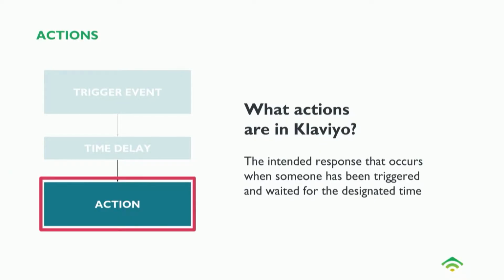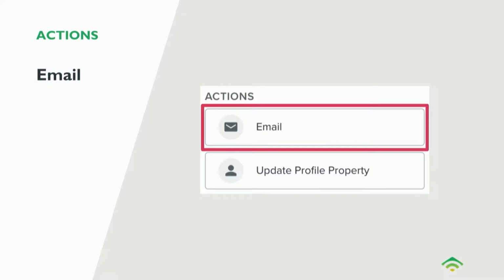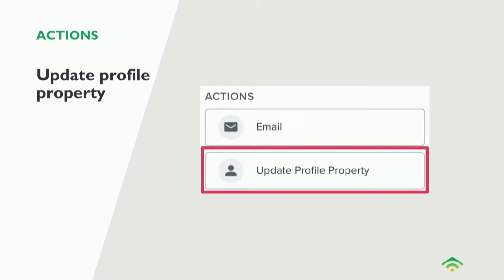So lastly is the action. What's that actual email or response that you're going to send out to that recipient? And in Klaviyo, there are two options. The first, the most common, obviously, is the email. But the second is a little bit more unique to Klaviyo, and it's the update profile property action.